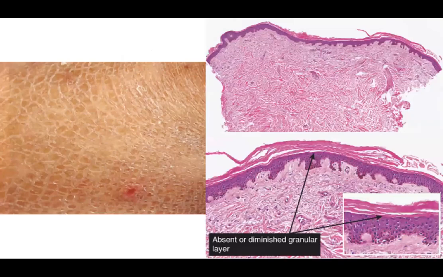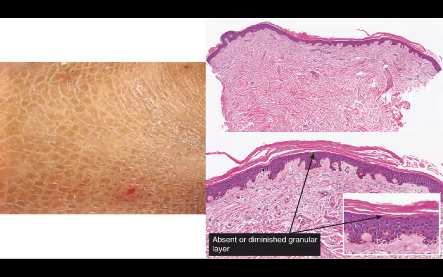Case number 4. Here you can see a very ichthyotic looking skin. From low power, it's relatively unremarkable. It doesn't look very inflammatory. As you go on higher power, what you may notice is an absent or diminished granular layer.